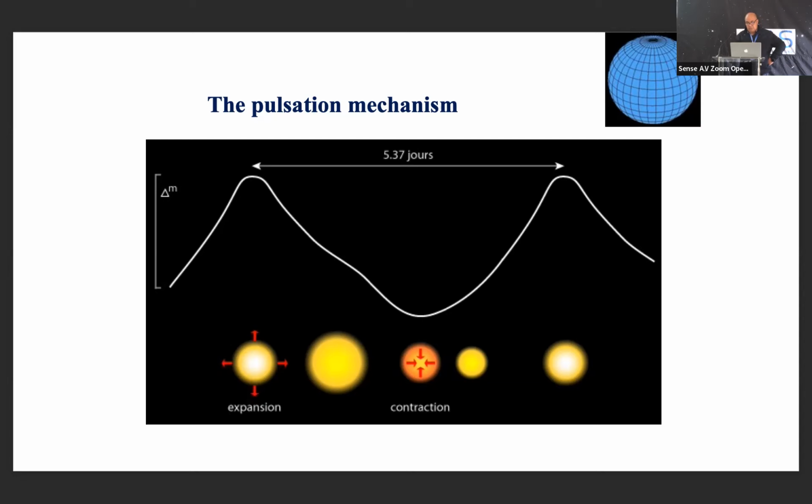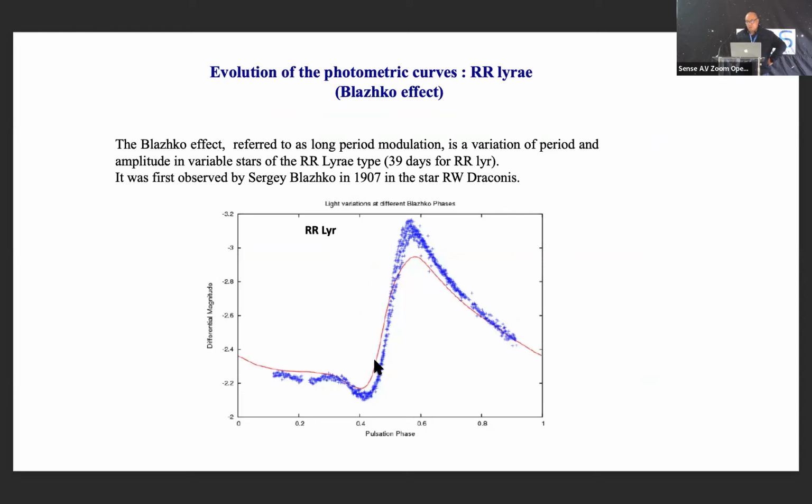So I should mention the evolution of the photometric curves, a phenomenon which is called the Blazhko effect, referred to a long period modulation. It's a variation of period and amplitude in variable stars, as you can see here. And for example, for RR Lyrae stars, the period for the Blazhko effect is about 40 days.